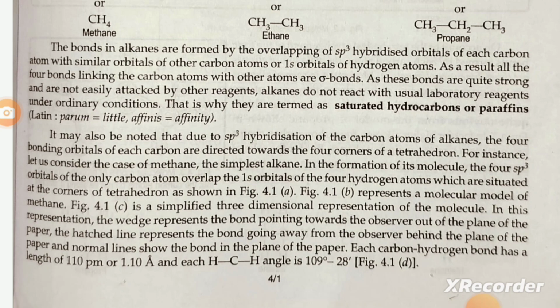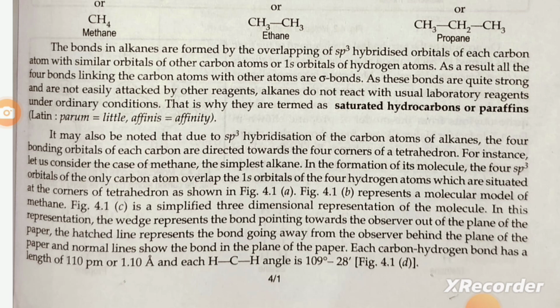The bonds in alkanes are formed by the overlapping of the sp3 hybridized orbital of each carbon atom with a similar orbital of another carbon atom or the 1s orbital of hydrogen atoms. As a result, all the 4 bonds linking the carbon atom with other atoms are sigma bonds. As these bonds are quite strong and are not easily attacked by other reagents, alkanes do not react with usual laboratory reagents under ordinary conditions. That is why they are termed saturated hydrocarbons or paraffins.